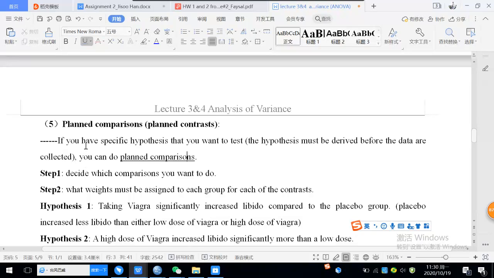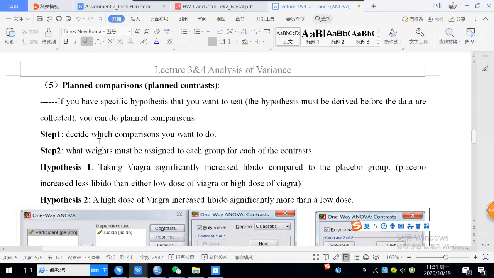When will the planned comparison be used? If you have a specific hypothesis that you want to test, the hypothesis must be derived before the data are collected. Then you can do planned comparisons. For example, from our experience or from other researchers' conclusions, you already have the conclusion and you want to confirm it. You want to test if you can also reach the same conclusion. Then the hypothesis is derived before the data are collected, and we do the planned comparison.